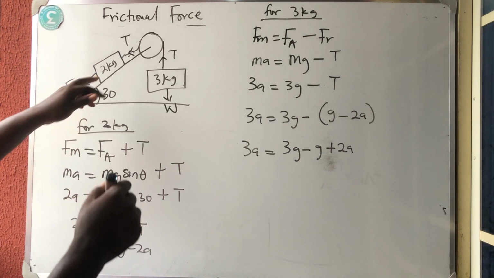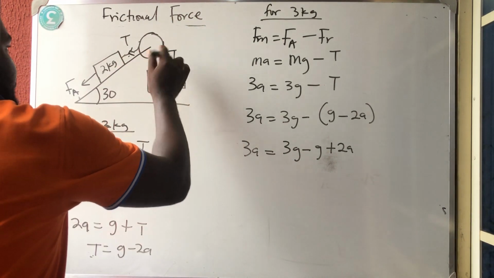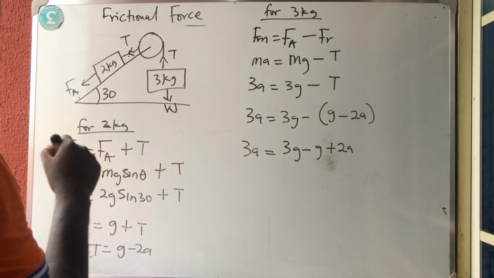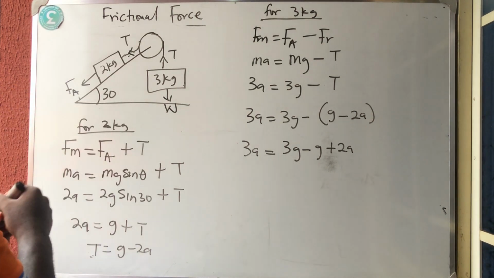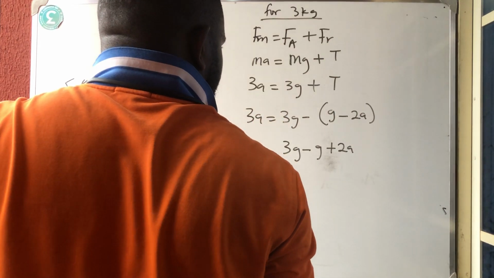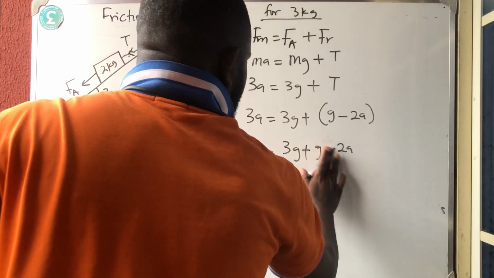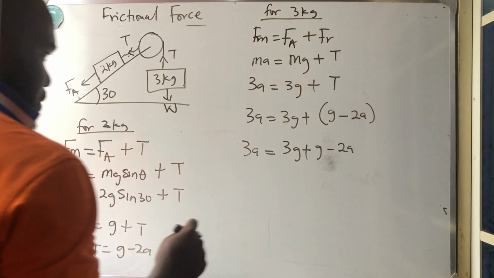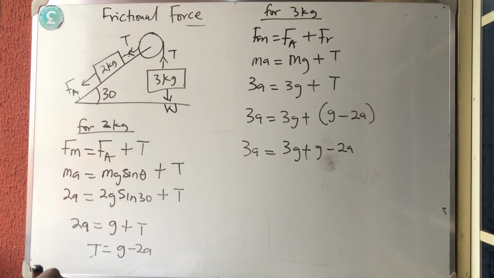In fact, since this is a smooth plane, this one is supposed to be acting in the same direction. Supposed to be acting in the same direction. So let me have plus here. Let me have plus here. So I'm going to have plus this minus this. So what do I have now? What am I having?